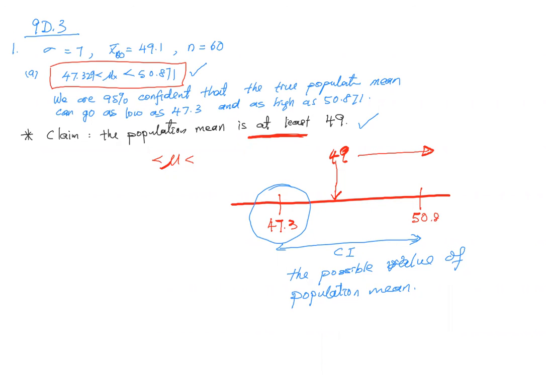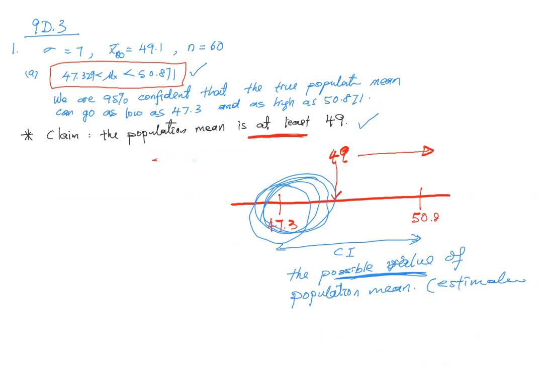So if my claim is that the population mean is at least 49, then what happens if the population mean is here? This is my predicted, my estimated. That's why I say possible value. I don't know which one can happen. So if you want to justify this claim of at least, you have to look at the lowest possible.